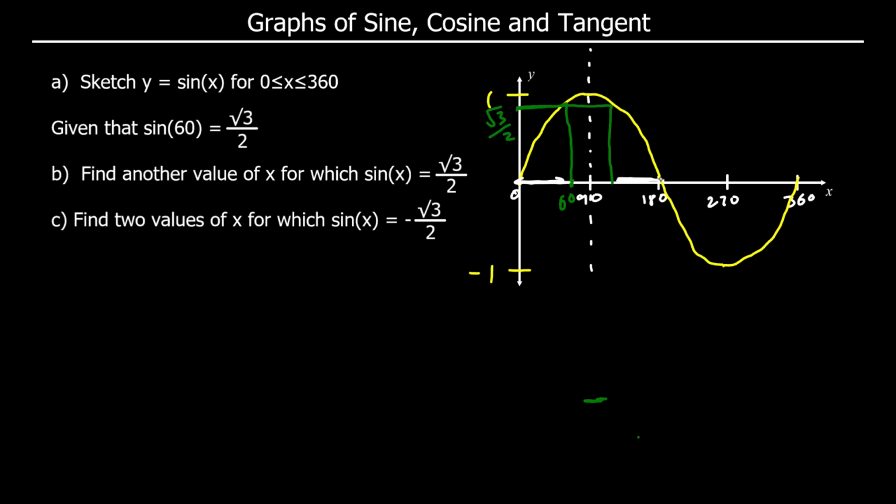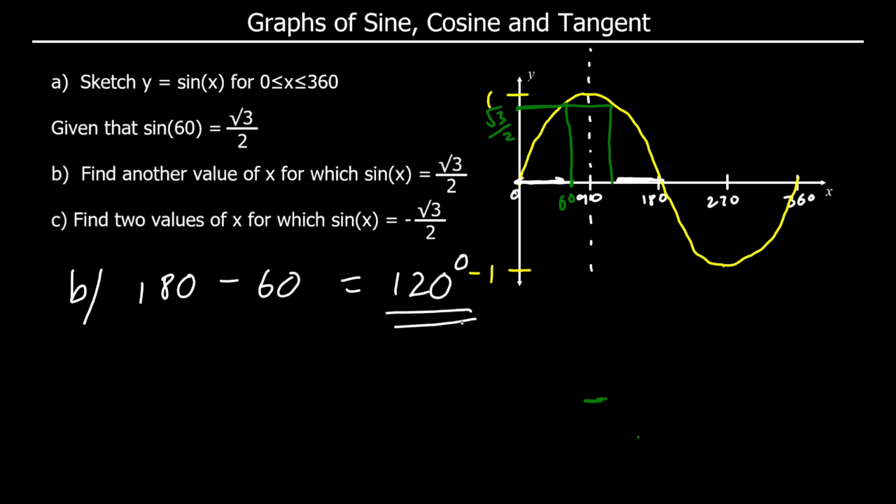And with sine, to find the second answer, we do 180 minus the first answer, just like we did with the sine rule. So to find the second answer, we're going to do 180 minus the first answer. So 180 take away 60 is 120 degrees.